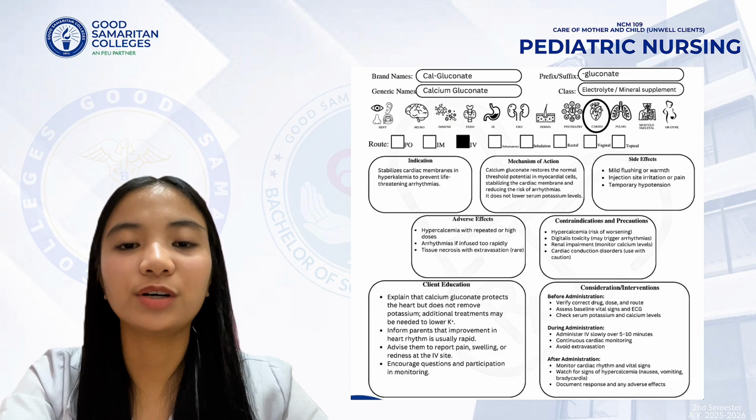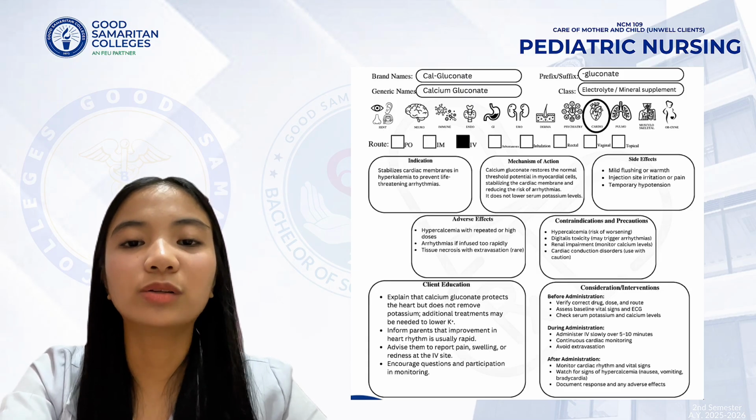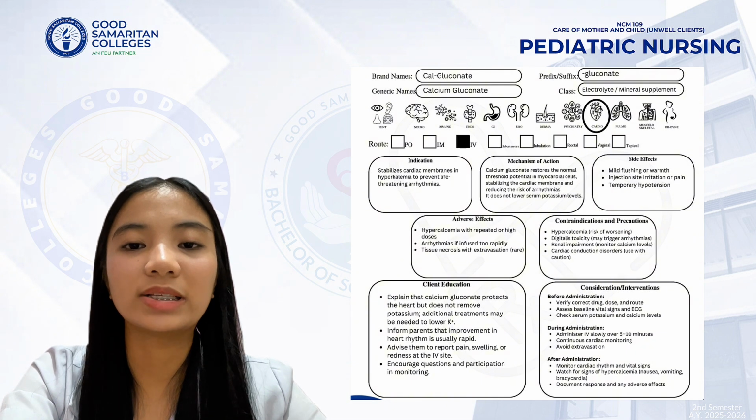And lastly, for nursing responsibilities, before administration, the nurse should verify the correct drug, dose, and IV route, assess baseline vital signs, obtain an ECG, and check serum potassium and calcium levels. During administration, calcium gluconate should be given slowly over 5 to 10 minutes while maintaining continuous cardiac monitoring. The nurse should also ensure that there is no extravasation as leakage can cause tissue damage.